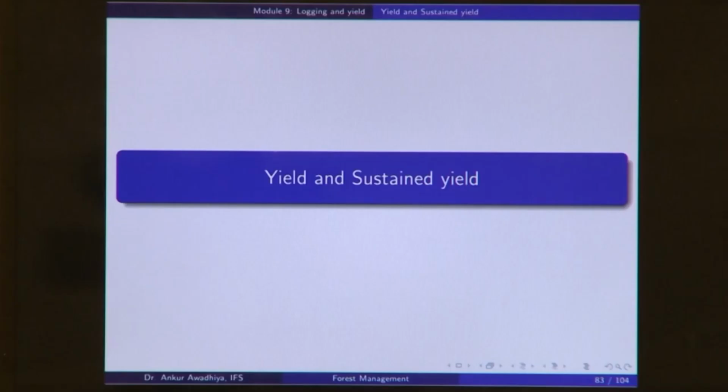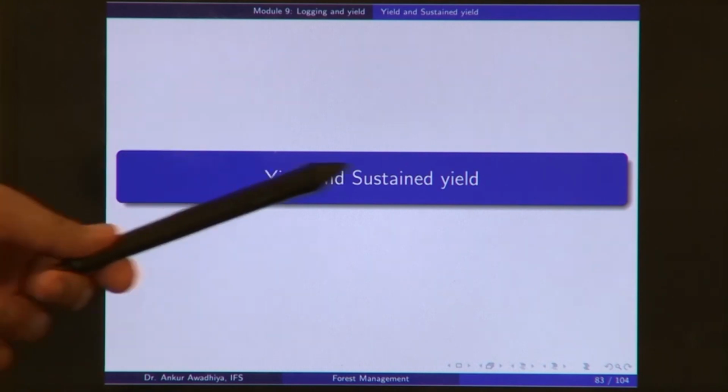Namaste. We move forward our discussion on logging and yield, and in today's lecture we will have a look at yield and sustained yield.